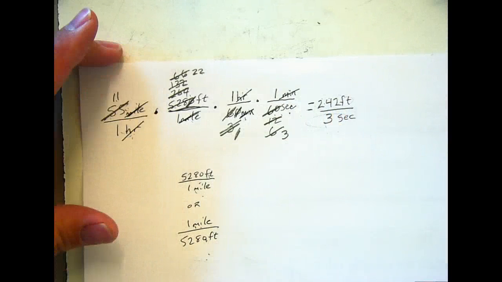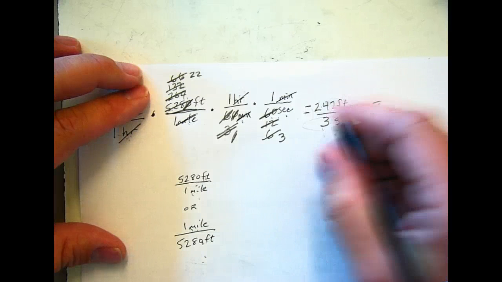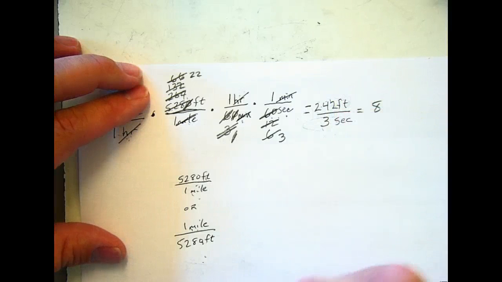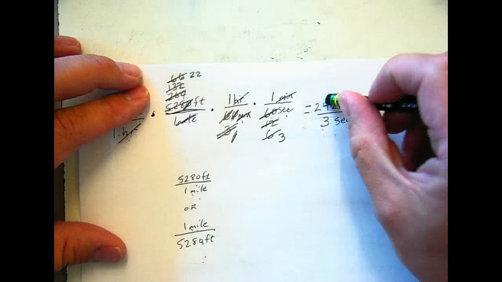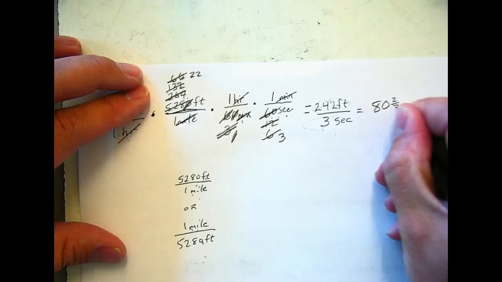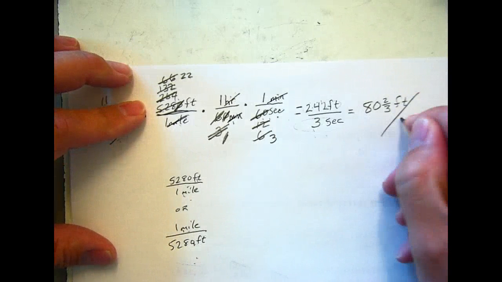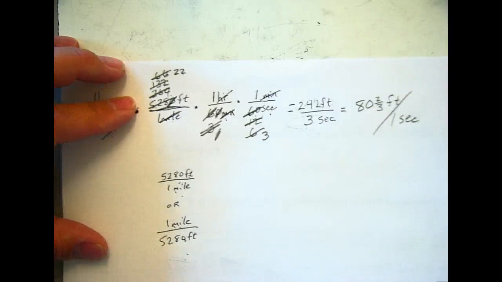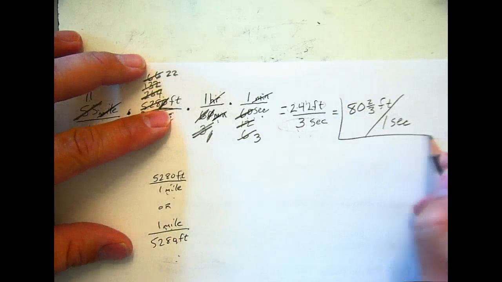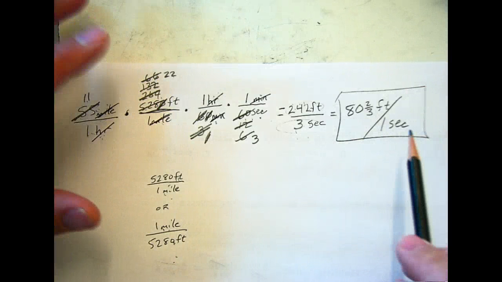Okay? 242 divided by 3. Well, 3 goes into 24 8 times, with none left over, excuse me. 3 goes into 2 0 times, so I'm left with 2/3. 80 and 2/3 feet per 1 second. That means when I look down at my cell phone for just 1 second, my car has traveled 80 feet.